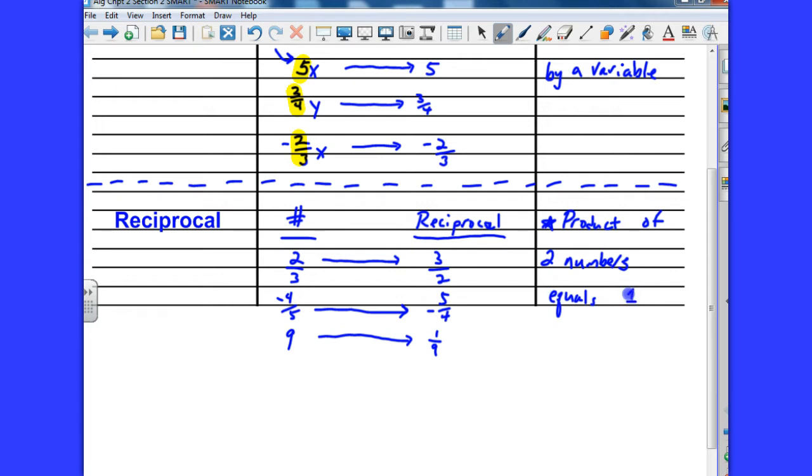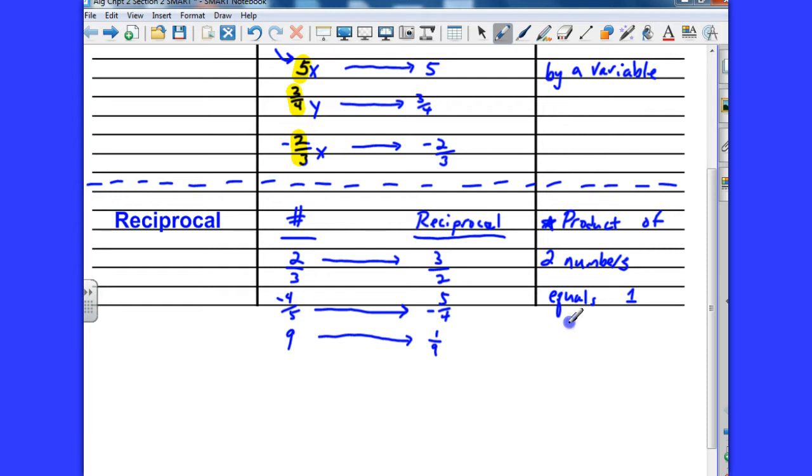The product of two numbers equals 1. Now, as you're taking notes here, you may space it out a little longer than I do because I'm limited with space with the size of my ink here, because you want to make sure you get all the information by reciprocal before you get to that example at the bottom of the page. The product of two numbers equals 1.